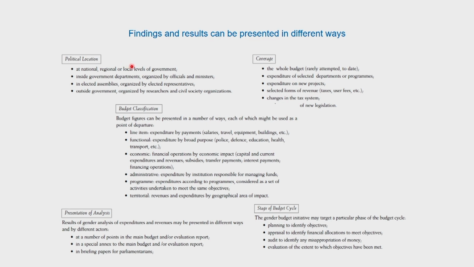So in terms of the political location, we can focus on whether we are talking about a national budget, a regional budget, or a local level government budget, whether we are talking about budgets inside government departments organized by officials and ministers, in elected assemblies organized by elected representatives, or outside government organized by researchers and civil society organizations.